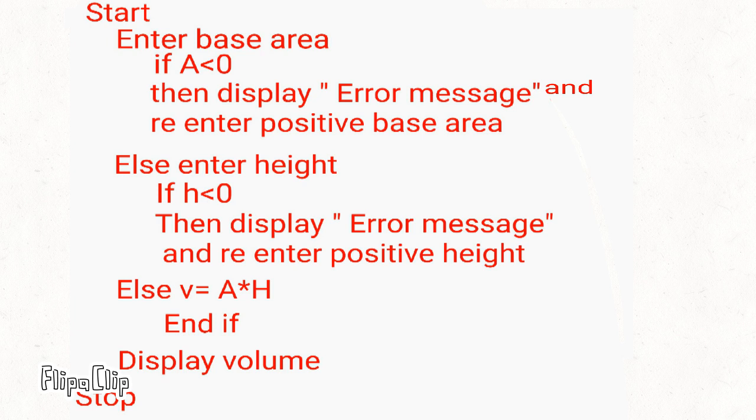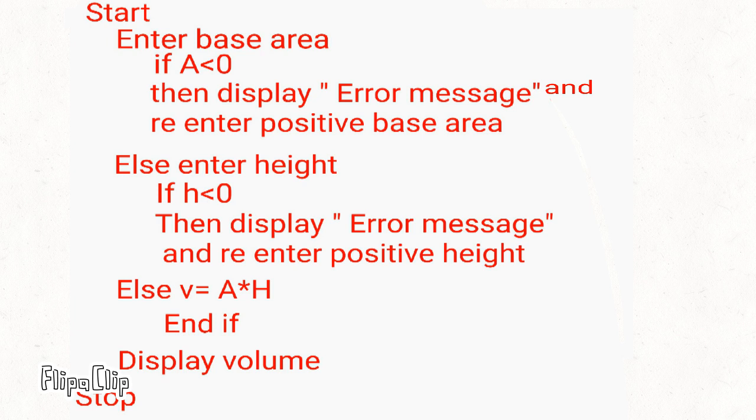So else enter height. After writing else enter height, you put if h is less than 0. You also do it the same. You write it in the same line as if a less than 0. Then also here it's saying then display error message. You do the same as you did for if a is less than 0. You also say then display error message and re-enter positive height. Then there's going to be another else.